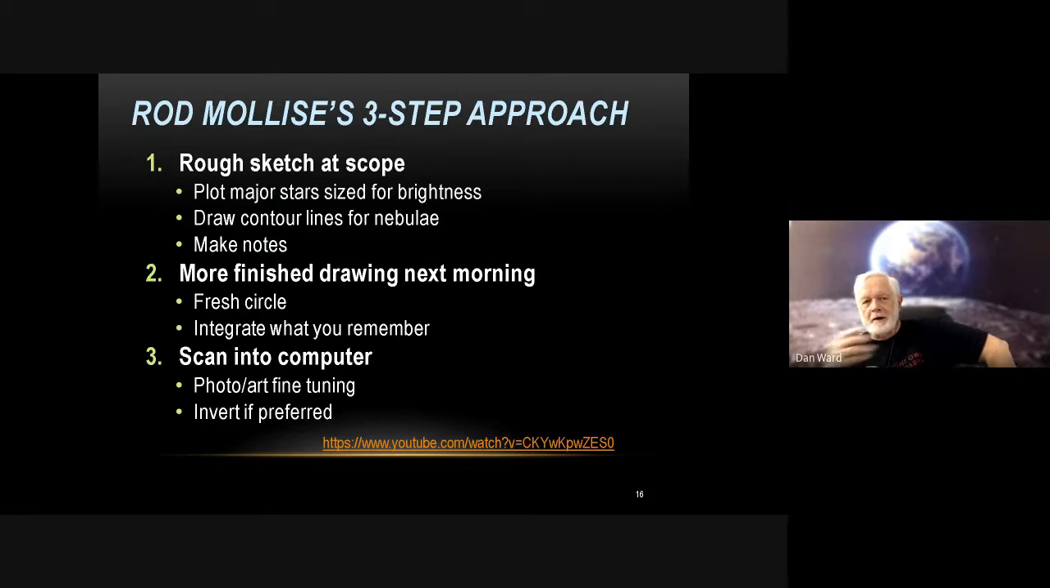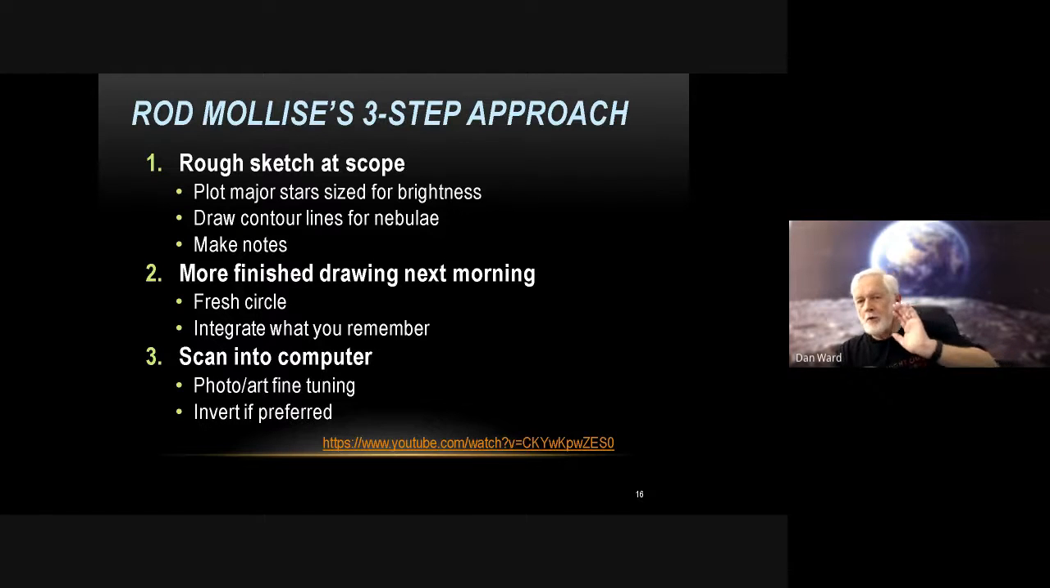Rod Molise spoke to the Star Party a few years ago, and he did talk about sketching. Rod and I talked a little bit, and he said this is really his three-step approach. He does a rough sketch at the scope, just trying to get some key points, like Bob was showing. Then later he does a redraw and fleshes it out. That's what Rod recommends. Rod likes to scan it and invert it, so you have white on black instead of black on white.